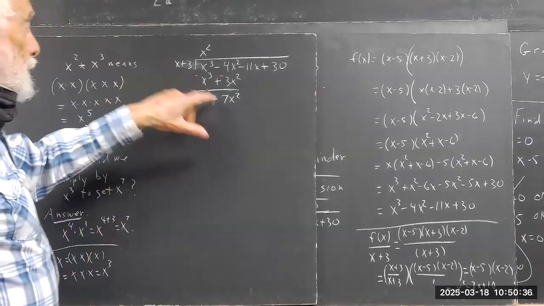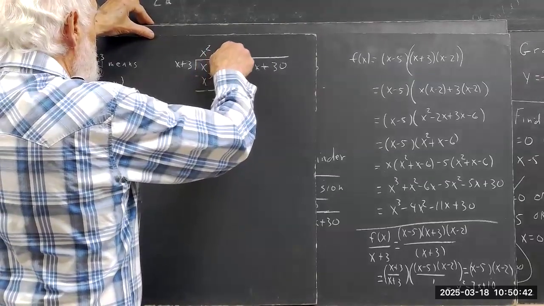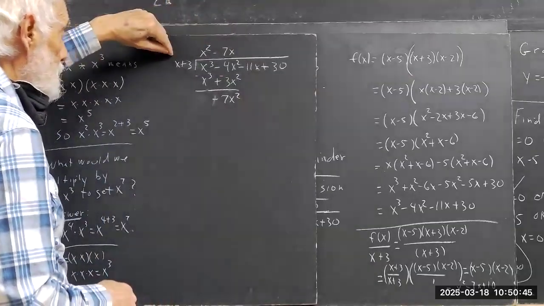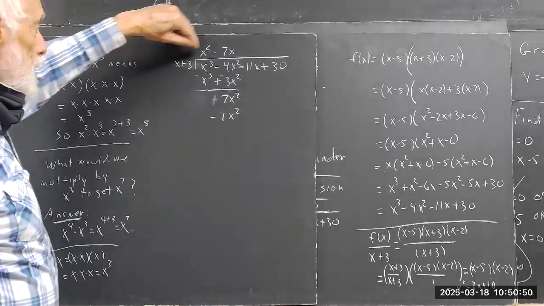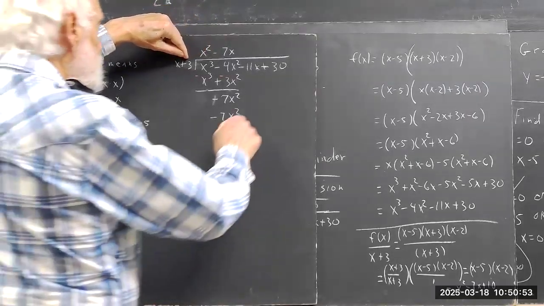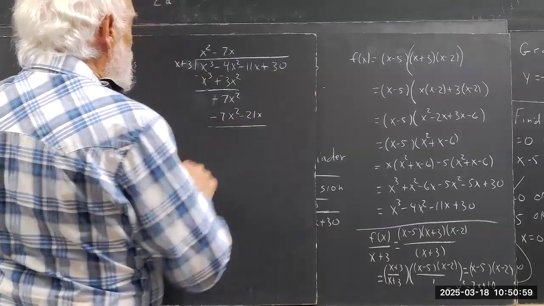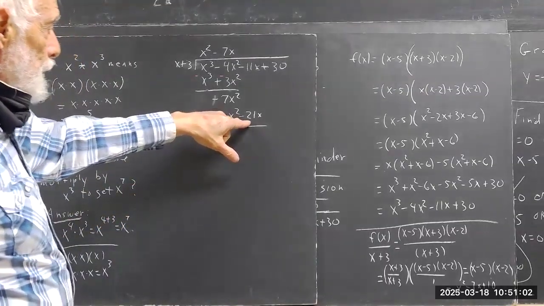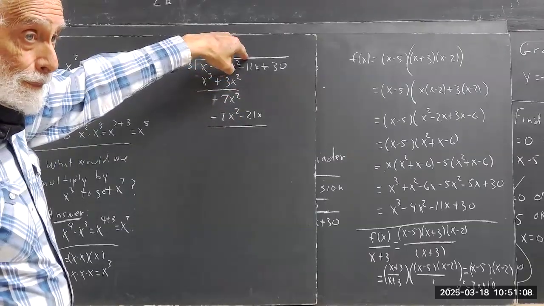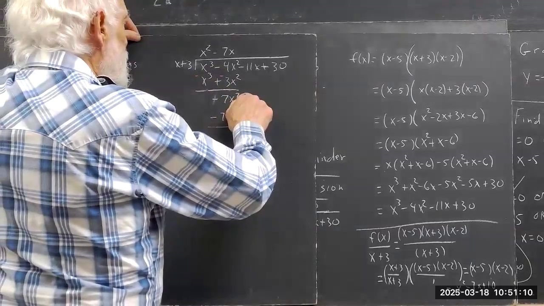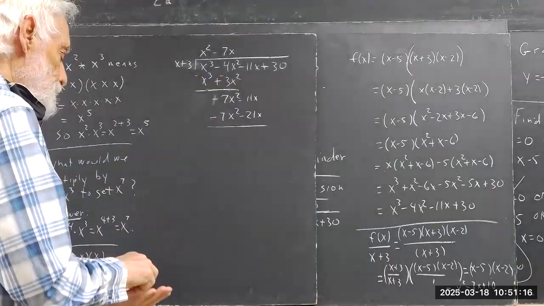So what would I multiply by this to get this? Well, I would multiply by negative 7x. So that negative 7x times x gives me negative 7x squared. And then negative 7x times 3 is negative 21x. Now, what do I do with that negative 21x? Well, I'm going to subtract it from the negative 11x. Okay? Now, to make that easier, I just bring down a negative 11x here, so I'm seeing directly what I'm subtracting.